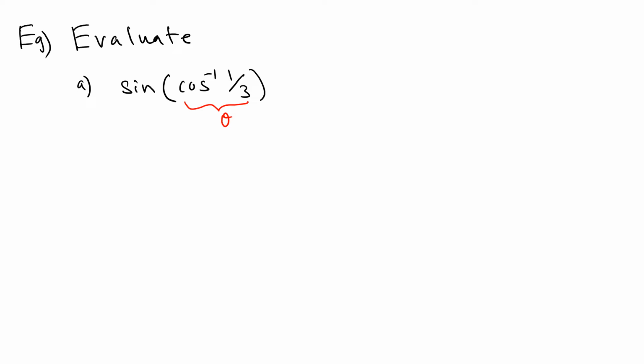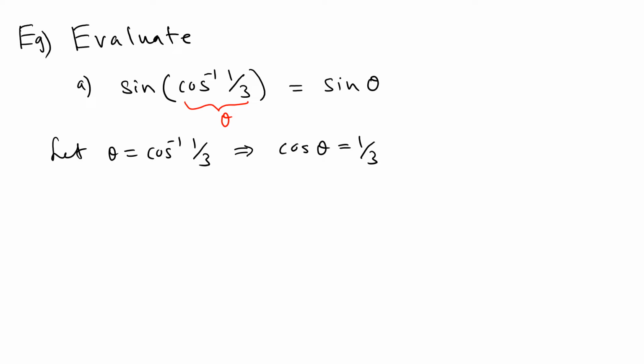So we can say let theta equal cosine inverse 1/3. Once you pick that, this means that cosine theta equals 1/3. If you take the cosine of both sides, you can write this as cosine theta equal 1/3. Since you picked the inside function theta, what you're looking for is simply sine theta.